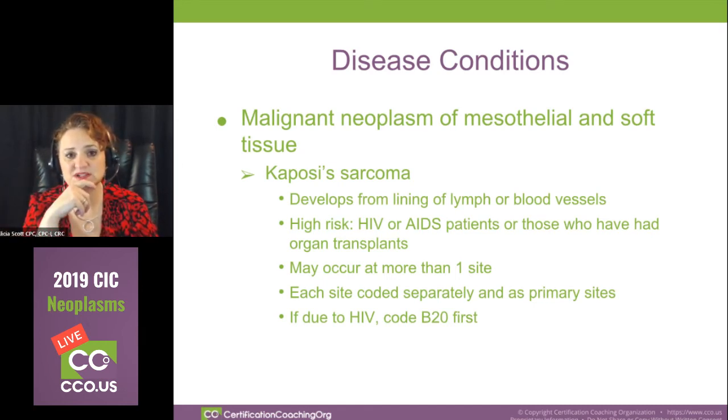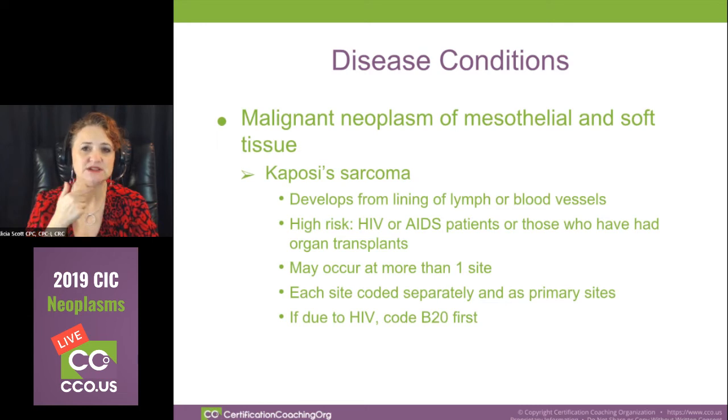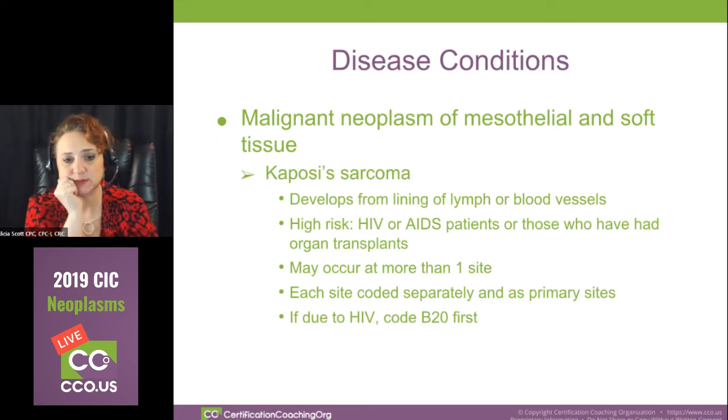You can have it in more than one site. And this is where they get those black, you can see pictures, they get the black spots on their skin. And that's what Kaposi sarcoma is. It gets into the lymph nodes in the blood system. And it is coded separately as a primary site when you have Kaposi sarcoma.